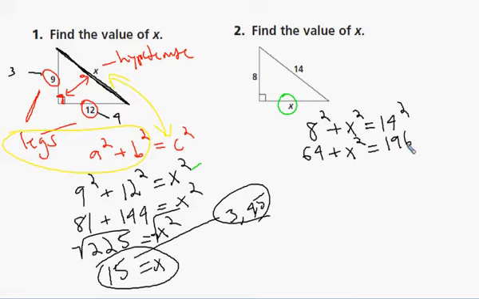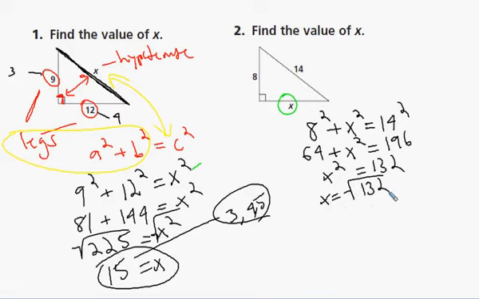So now we'll subtract: x squared equals 196 minus 64. So 6 minus 4 is 2, 192. 90 minus 60 is 30, so we get 132. And x equals the square root of 132. Okay? This is not a perfect square like 225 was, so we have to do something different.